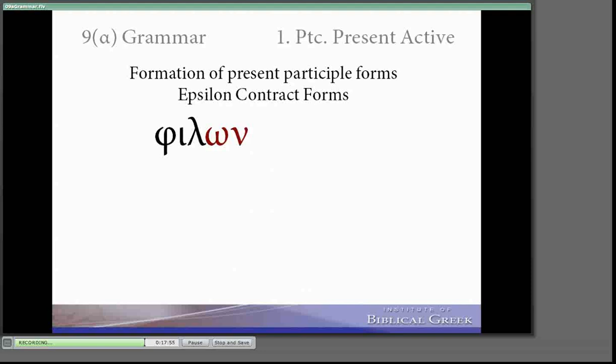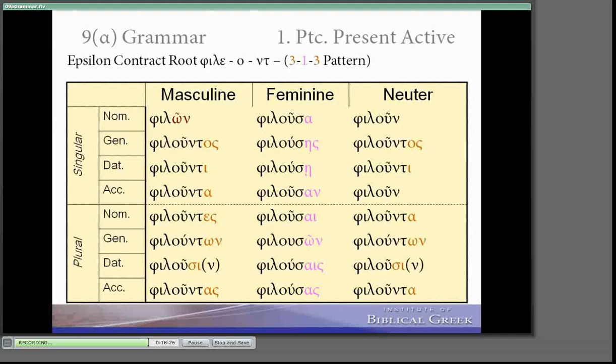Now for all the other forms, we'll take a look at the genitive form. We'll begin with the root as well, phile, plus ondos, our genitive ending. Here we see that epsilon followed by omicron will contract together to form u. And that explains all of those digraphs in the chart. Since all of our stems begin with omicron or omicron upsilon, that's basically what we see through this whole paradigm. So down the masculine column, we have philon, philundos, philundi, philunda, philundes, philundon, philusi, philundas.